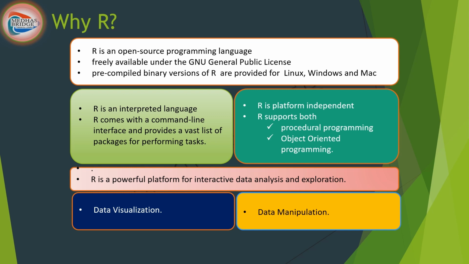Why R? R is an open source programming language and it is freely available under the GNU General Public License, and pre-compiled binary versions of R are provided for Linux, Windows and Mac. R is an interpreted language. R comes with a command line interface and provides a vast list of packages for performing tasks.